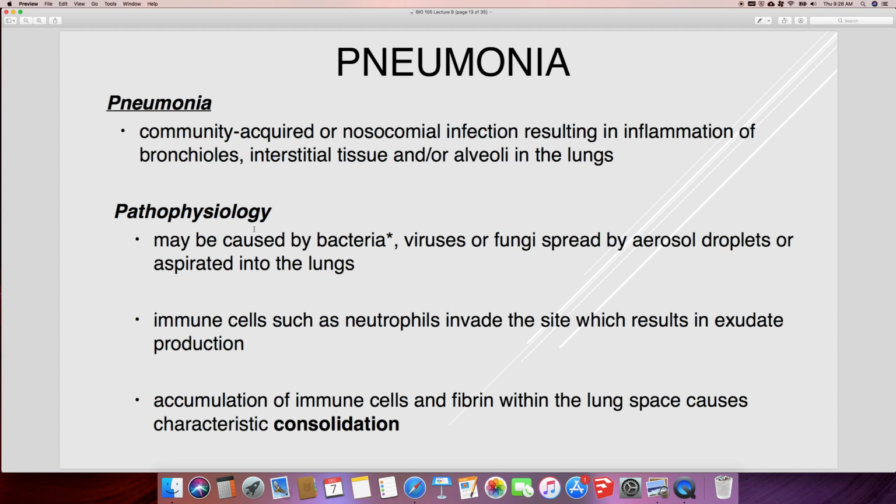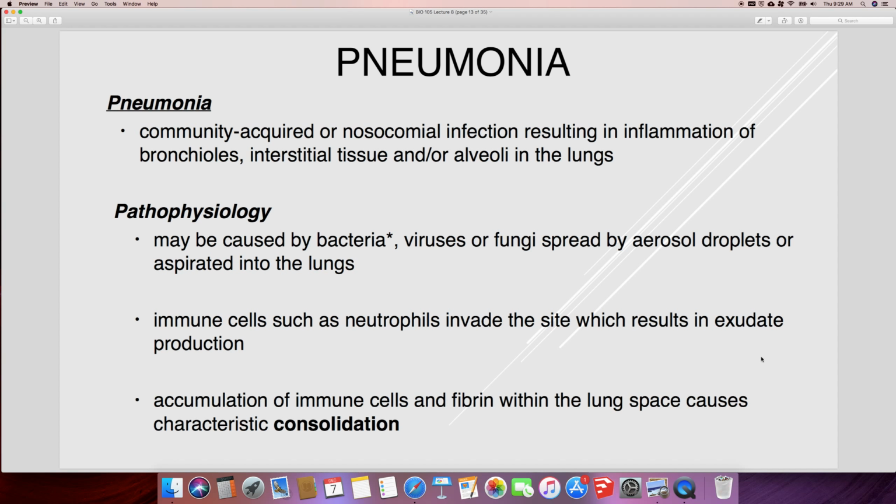You may hear it called that as well. So, a little bit of the pathophysiology. Immune cells like neutrophils, since we're really talking about bacterial pneumonia, neutrophils will come in. They will try to consume the bacteria, and once they do, they will die, and that will basically form that pus exudate.